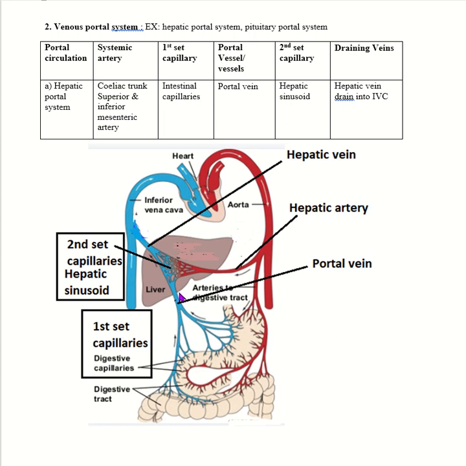They contain deoxygenated blood rich with nutrition, and this nutrition is metabolized within the liver, and due to this purpose this vein does not drain directly into the systemic circulation, it goes into the liver and forms the second set of the capillary, and this capillary unites to form the hepatic vein. This hepatic vein is drained into the systemic circulation. So this is the example of the venous portal system.